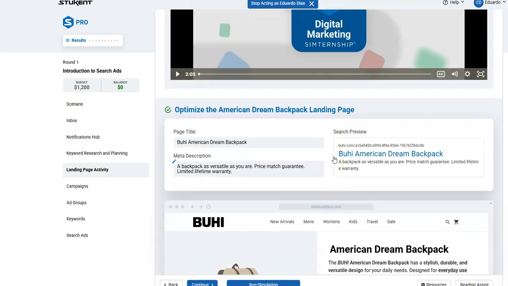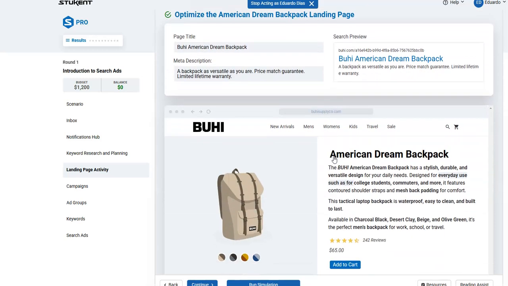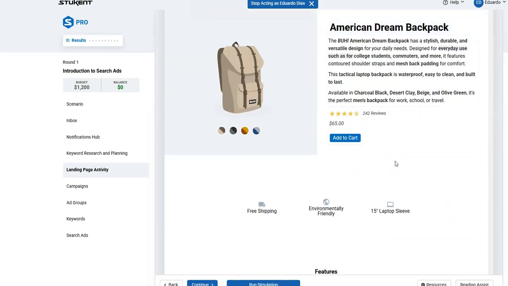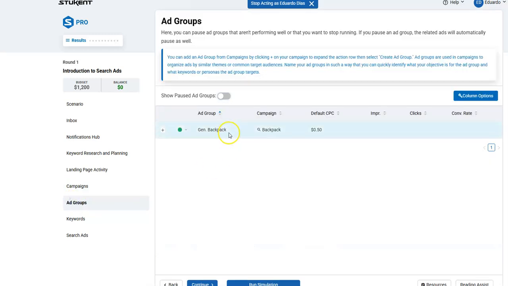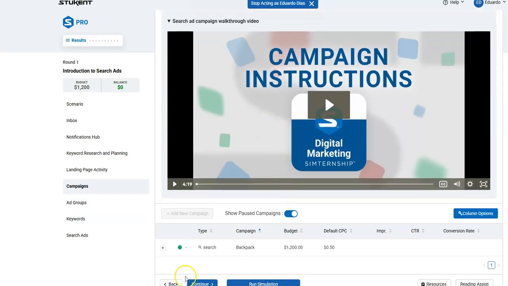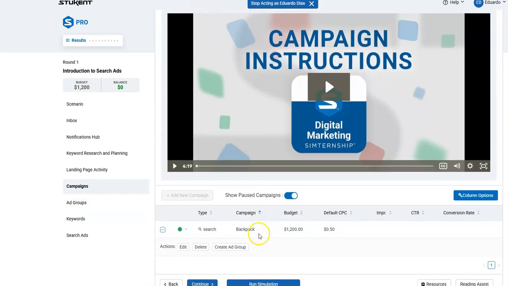Looking at the landing page here, looks fine. I like that you did the bullets. Just make sure whatever keyword you're using for your ads and also for your keywords comes through on here as well. So I'll take a look at that when we get there. Your campaign is set up fine. Your ad group, you have one general backpack. So I recommend creating at least one more ad group.